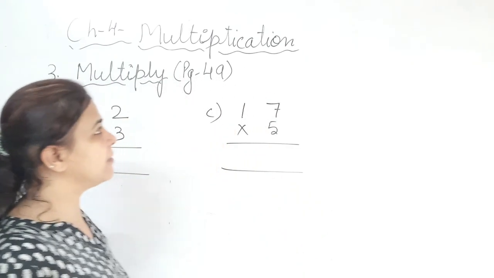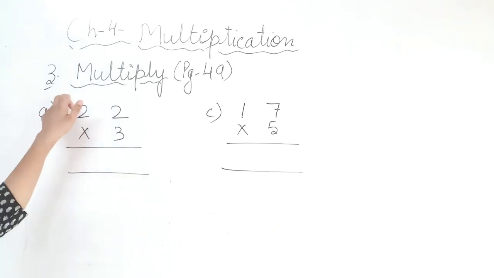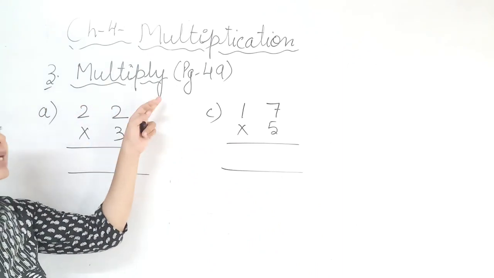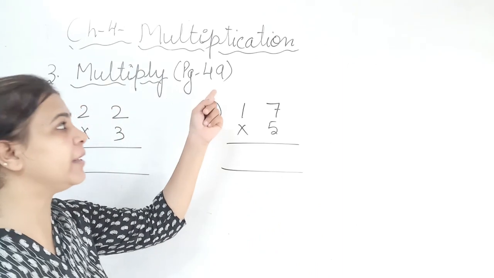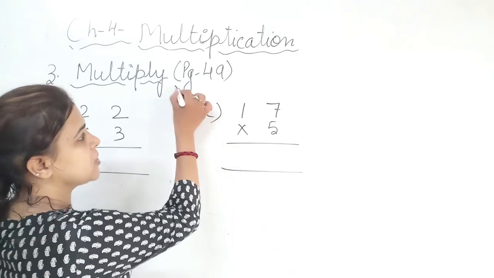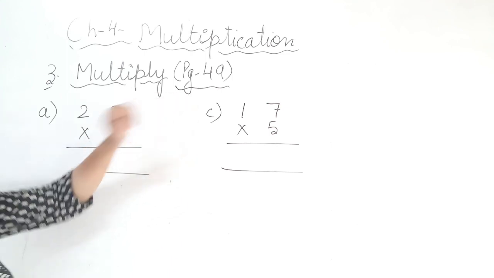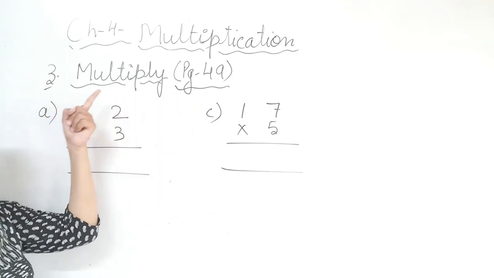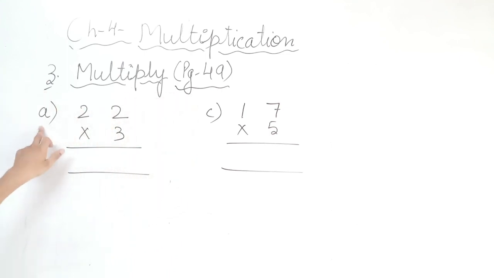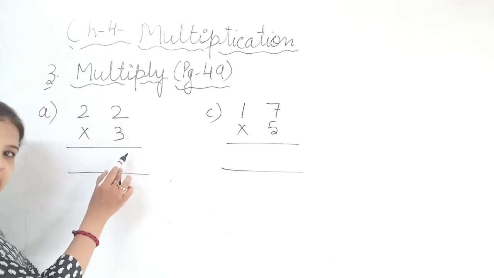Okay. Now children, we are coming to question number 3. This is multiply, and it is given in your maths time book, page number 49. You all can see page number 49, and this multiply is given, question number 3. Now I will start with question A. See what is written: 22 multiplied by 3.